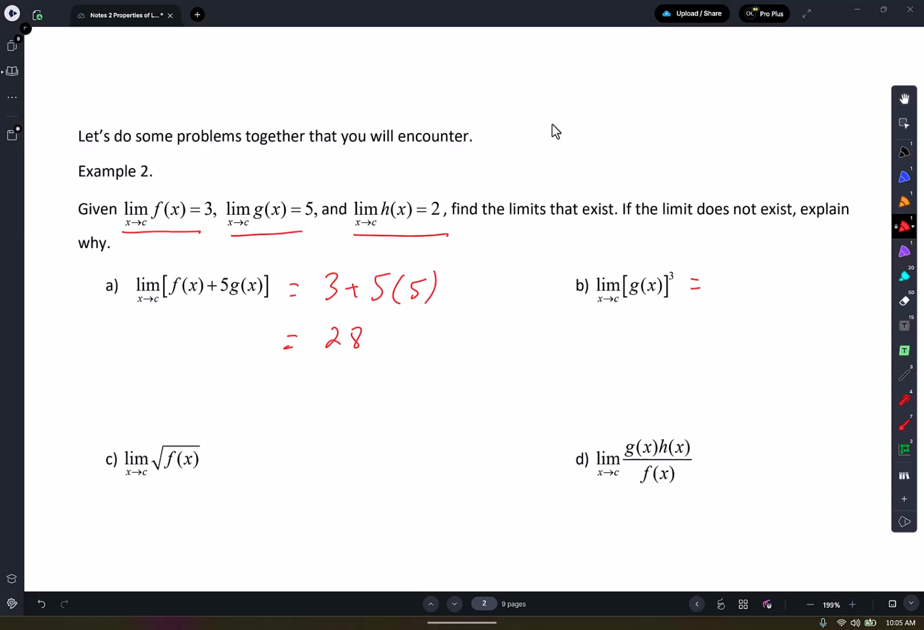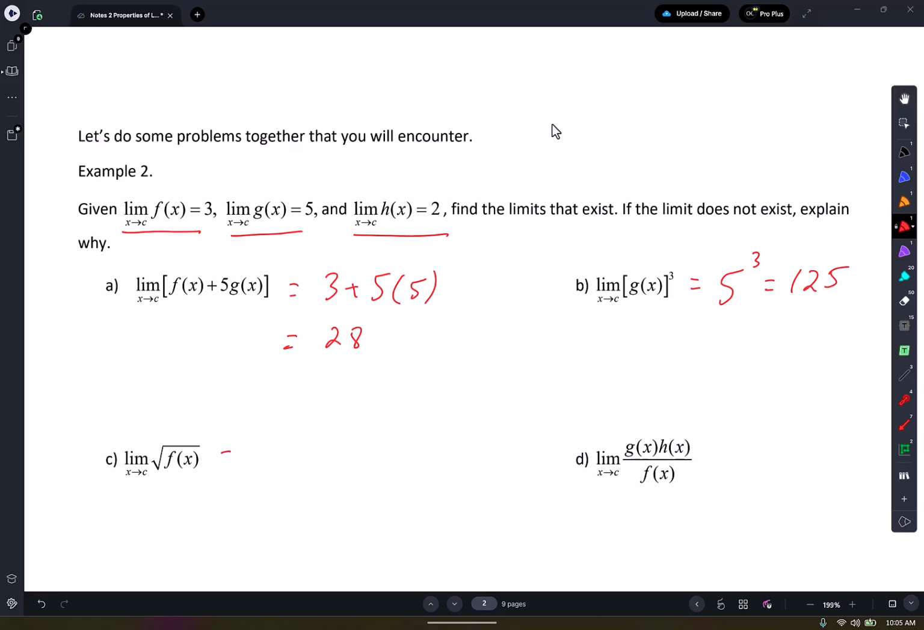Limit as x approaches c of g of x raised to the third power. So I look for g of x. I'm going to write 5 to the third. 5 times 5 is 25, and 25 times 5 is 125. I don't see any issues. I think we're okay. We're still okay, guys?